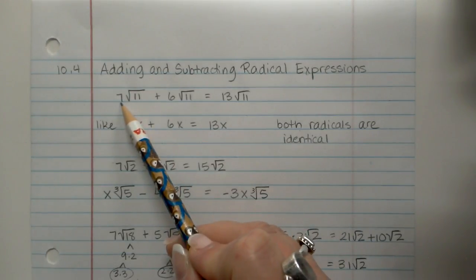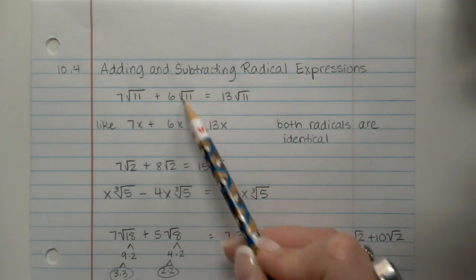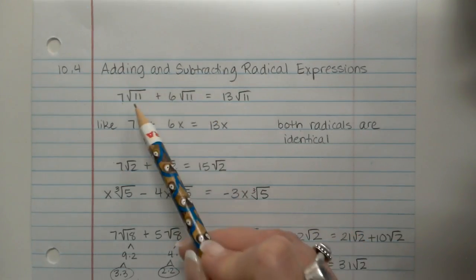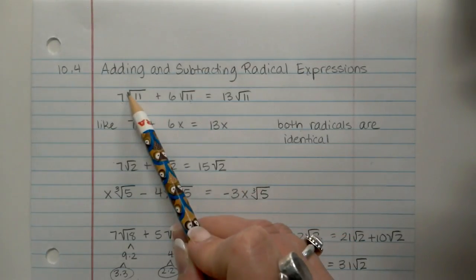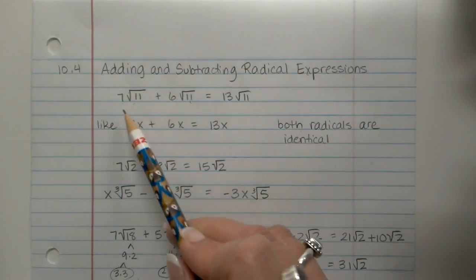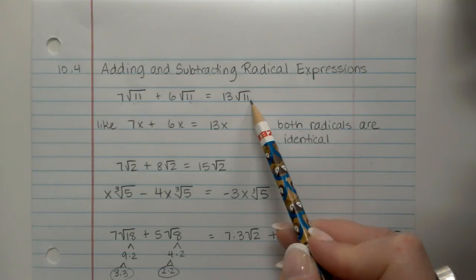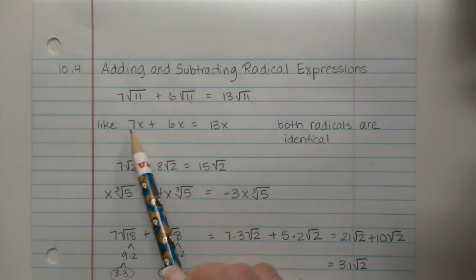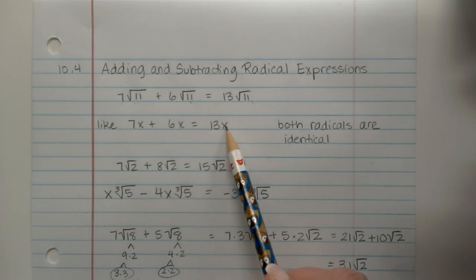So in this case, you have 7 square roots of 11 plus 6 more square roots of 11. Since the square root of 11s match exactly with the root and the value inside, which is called the radicand, since you have 7 of them and 6 more of them, you can add them together to be 13 of them. Kind of like if you had 7 x's and 6 x's, that would give you 13 x's.